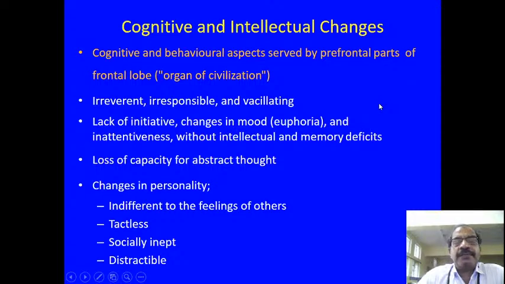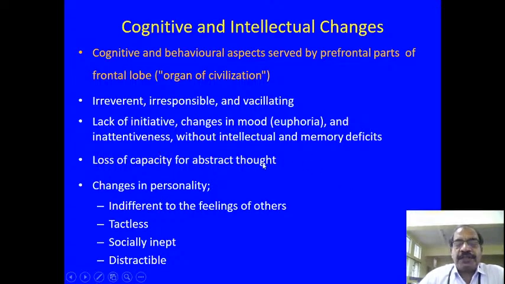So when there is some lesion affecting the prefrontal part of the frontal lobe, there will be various types of higher mental function abnormalities. The patient may have irrelevant talk or irresponsible behavior, or abnormal interaction with the surroundings. Whenever there is some stimulus, or whenever something is to be done, there will be a lack of initiative. The patient will respond, but he will not be as enthusiastic as normal people are. And there will be various abnormalities in the mood also. Sometimes the patient may not pay any attention to the surrounding.